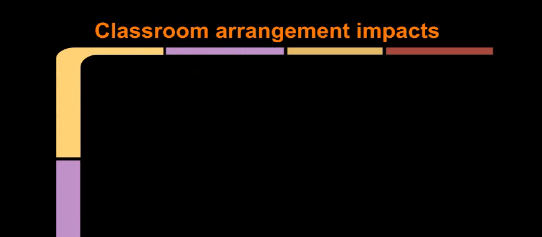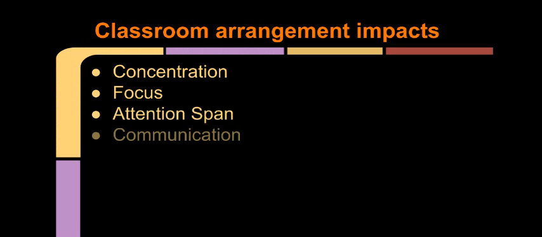The classroom arrangement is going to impact concentration, focus, attention span, and communication, which I think is a huge aspect for our students. So if we set up a classroom that promotes communication, we're going to have an easier task of getting them to share ideas, contribute answers. And when I say communication, it doesn't have to be just between the teacher and the student. This could also be between the students and their peers.